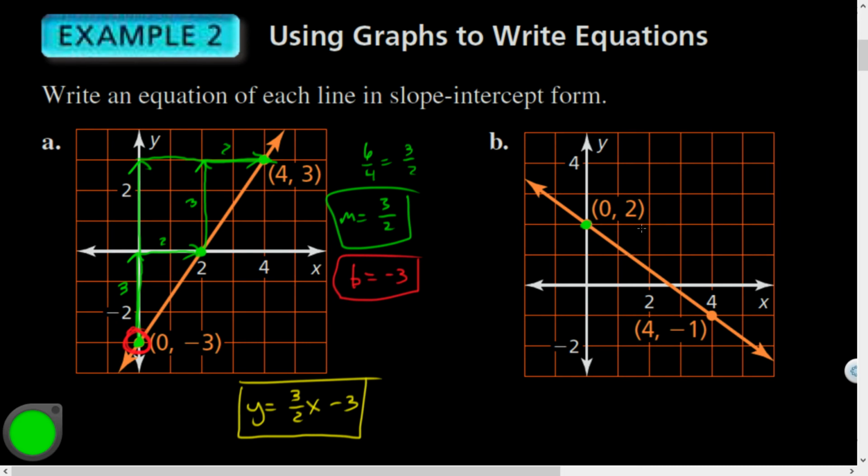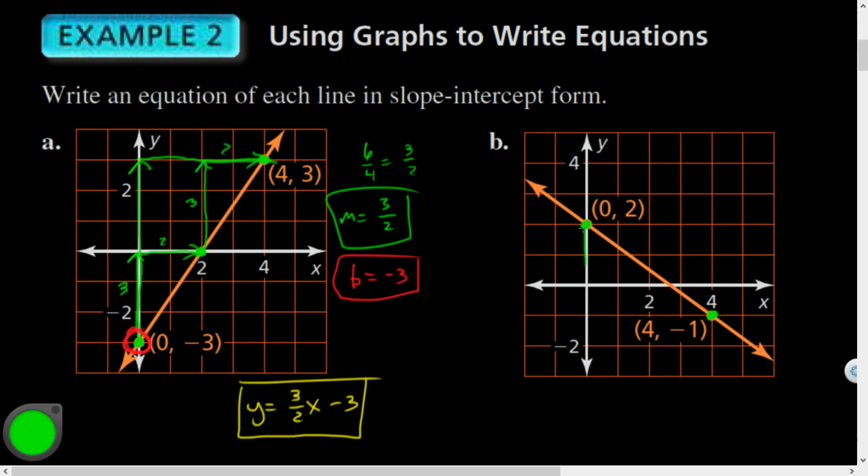So guys, to find the slope, why would I not want to use this point? Could someone answer that? Yeah, I wouldn't know what amount this is. That's like a decimal amount. I don't want to use that point. So what's a better point I could use? It looks like it doesn't cross the grid until here. They conveniently gave me some.